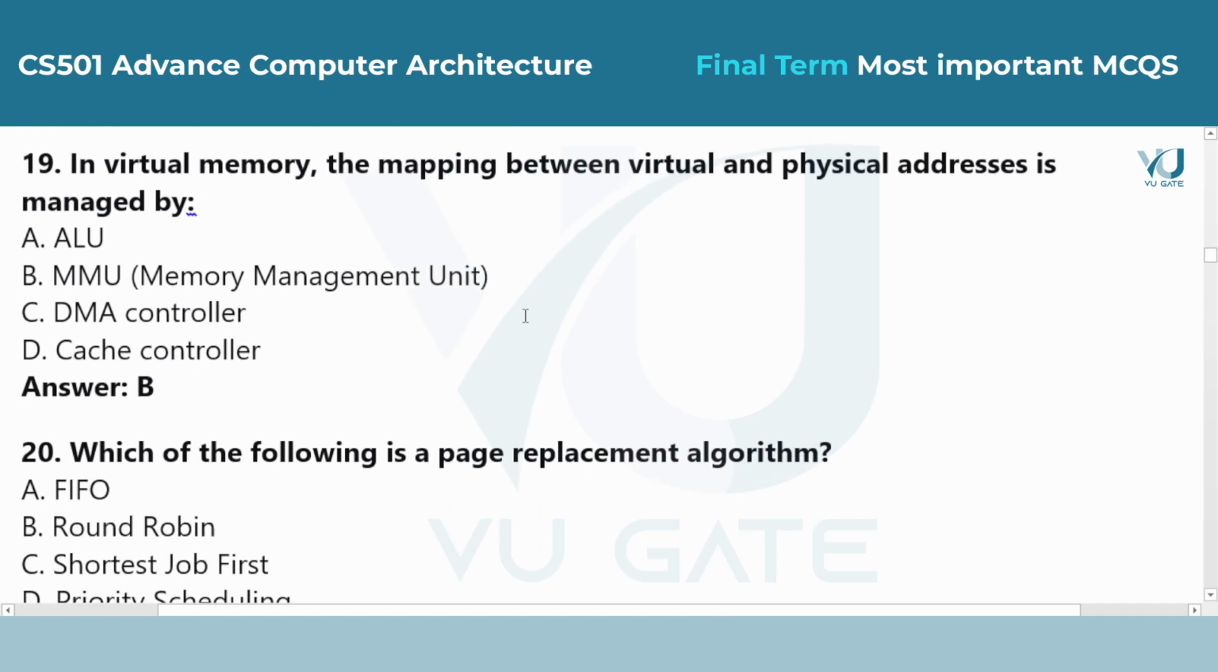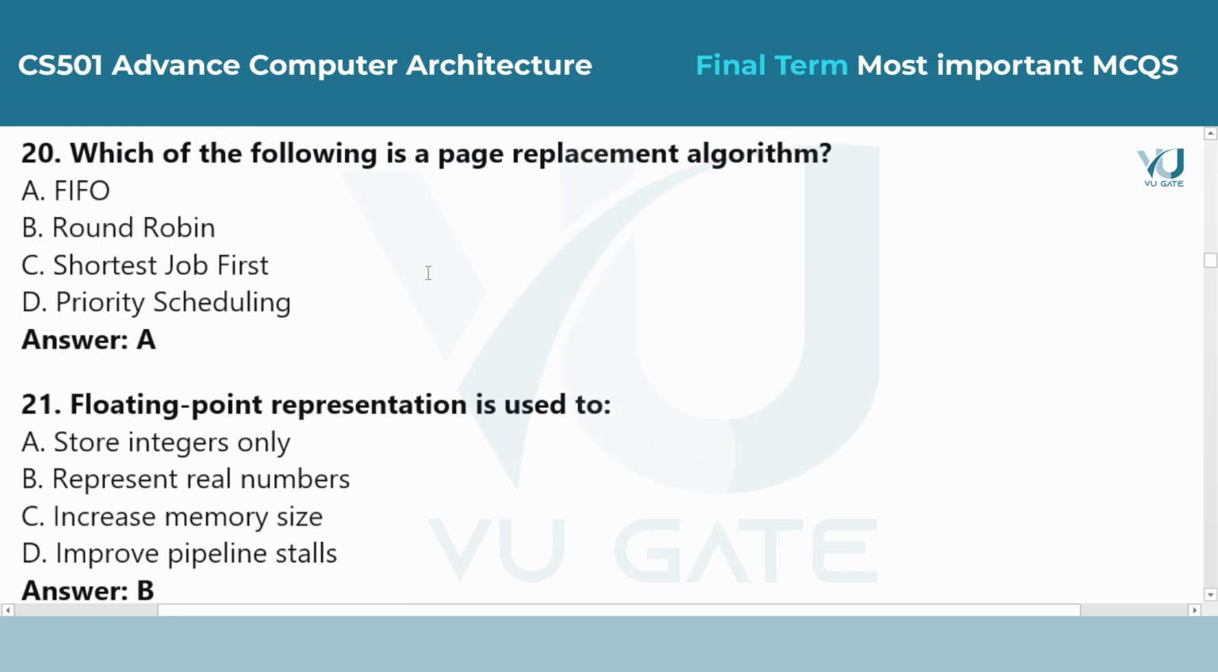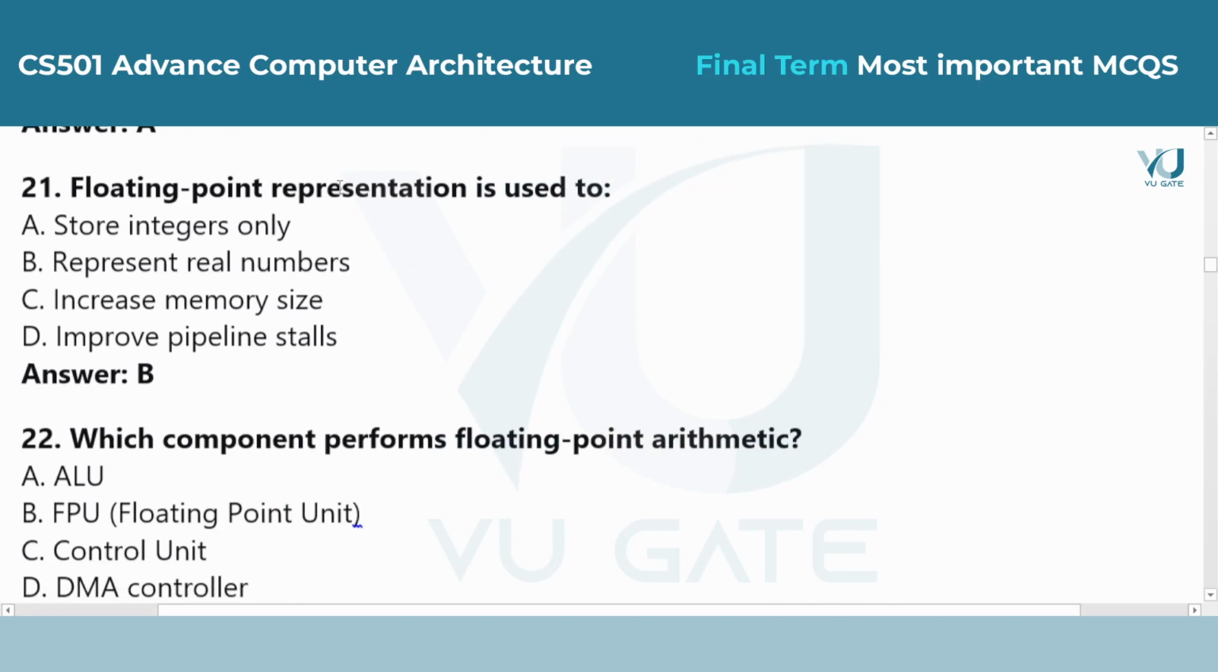19. Question: In virtual memory, the mapping between virtual and physical addresses is managed by? Answer: B. MMU, Memory Management Unit. Concept: The MMU translates software-generated addresses into actual physical locations in RAM. 20. Question: Which of the following is a page replacement algorithm? Answer: A. FIFO. Concept: It stands for first in, first out, meaning the oldest page in memory is replaced first. 21.